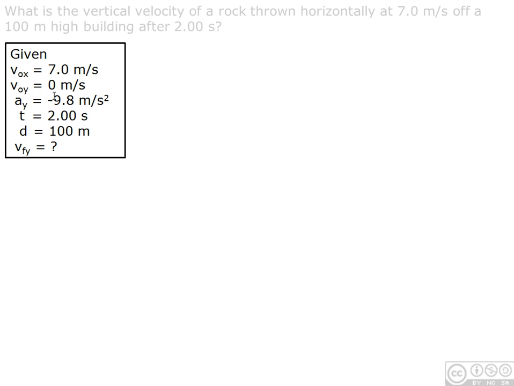The vertical acceleration is negative 9.8 meters per second squared because of gravity. The time is 2 seconds, and the distance is 100 meters because of the height of the building. So what we're trying to find is the vertical final velocity.